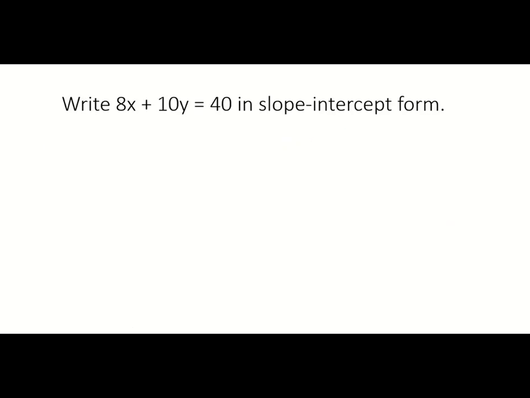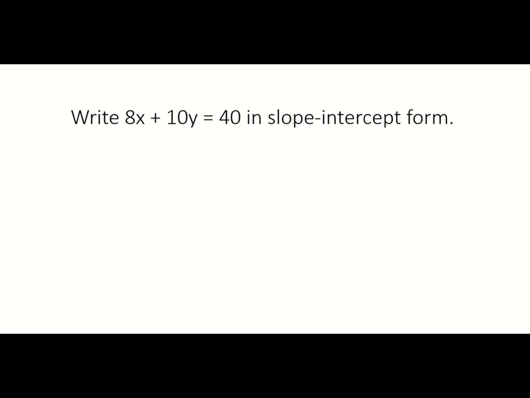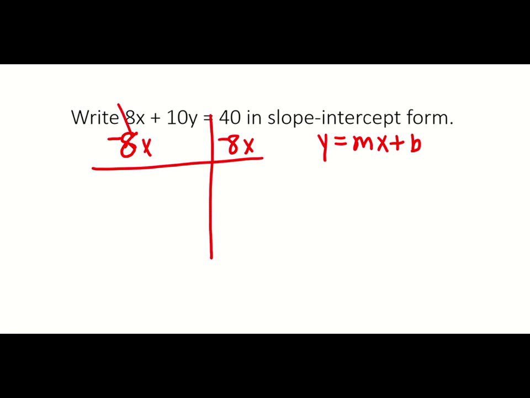So our next example, we want to write 8x plus 10y equals 40 in slope-intercept form. Slope-intercept form again is y equals mx plus b. So what we want to do is get the y component by itself. We have to do the opposite of the x value we see. Right now there's a positive 8x. That means I need to subtract 8x on both sides of the equation. So 10y equals negative 8x first, and then plus 40 because it was a positive 40.